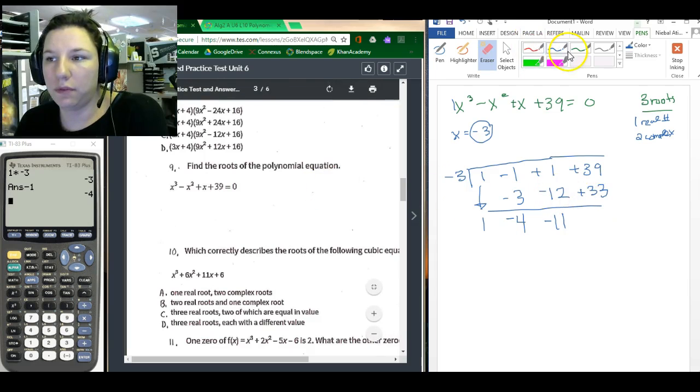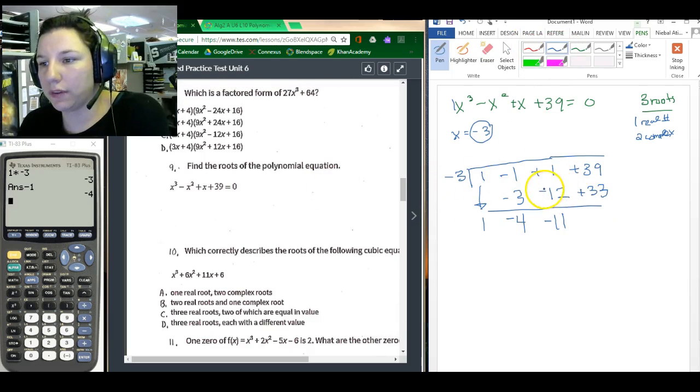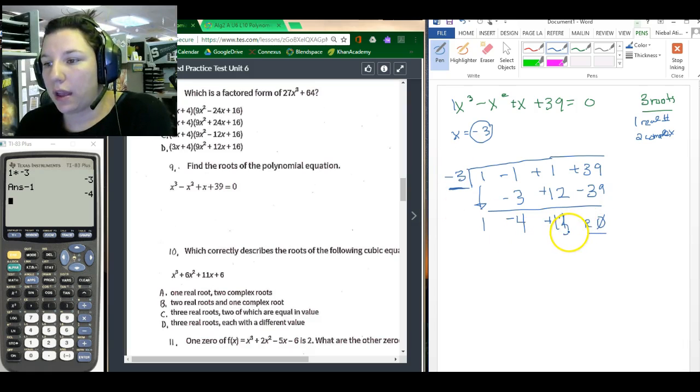-4 times -3 should give us a +12. This would have been a +13, which would then give me a -39. So my remainder is 0. Okay, remember, you can use synthetic division, but if you're using a factor, right, you should have a remainder of 0. So this is our number, our x, and our x squared.